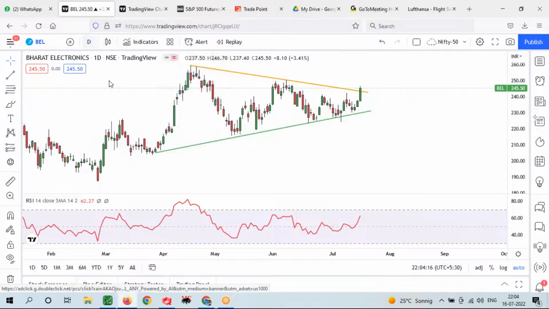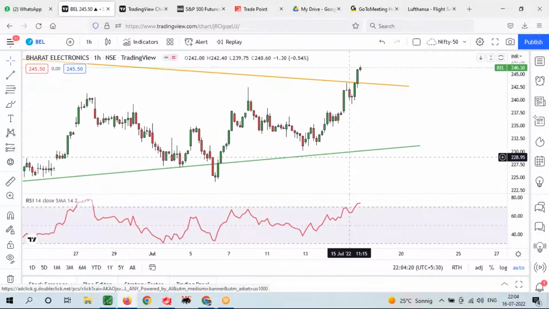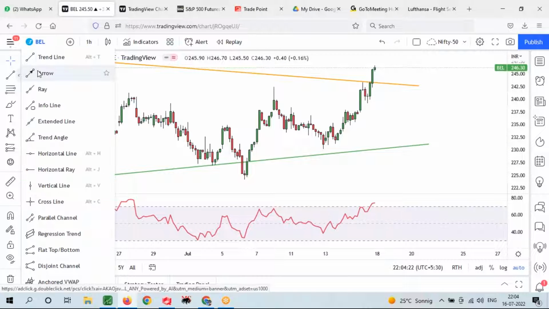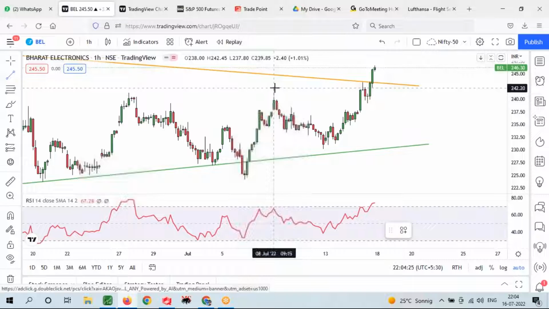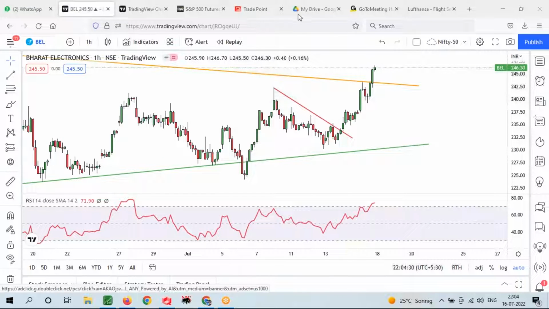I'll show you on the hourly chart. Since you know that it has started making higher bottoms, it could break out. What you do, this high connected. Just check this. See, even on the hourly chart, there was a higher bottom. Cross here, buy. Stop loss, you keep this or keep this.